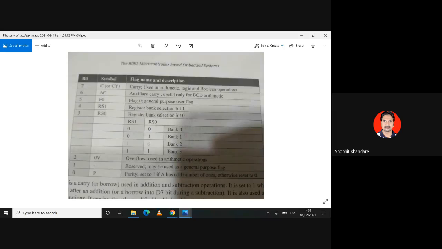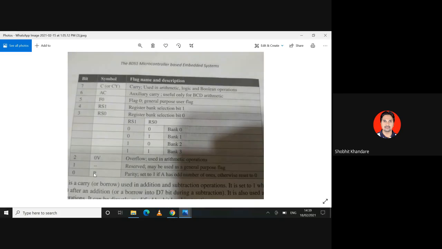You can see on your screen what is written for the P, that is bit number 0. It is written here that it is a parity bit, set to 1 if A has an odd number of ones, otherwise reset to 0. Now one important thing: whether this PSW is bit addressable or byte addressable. Bit addressable. Yes, it is bit addressable, which means an individual bit can be accessed.